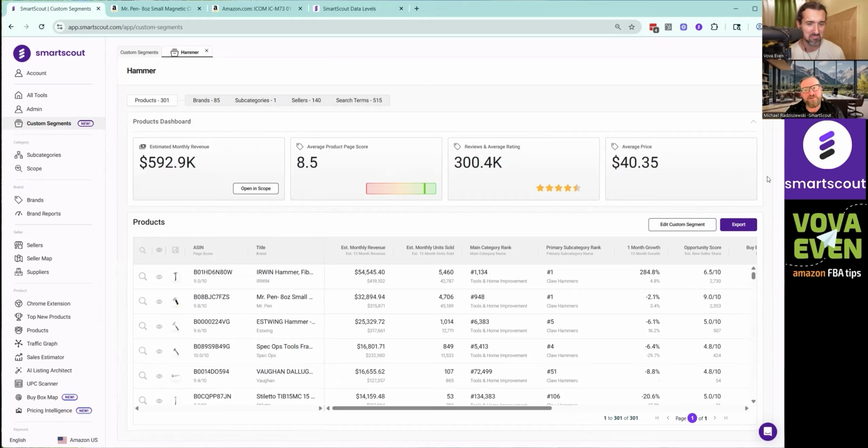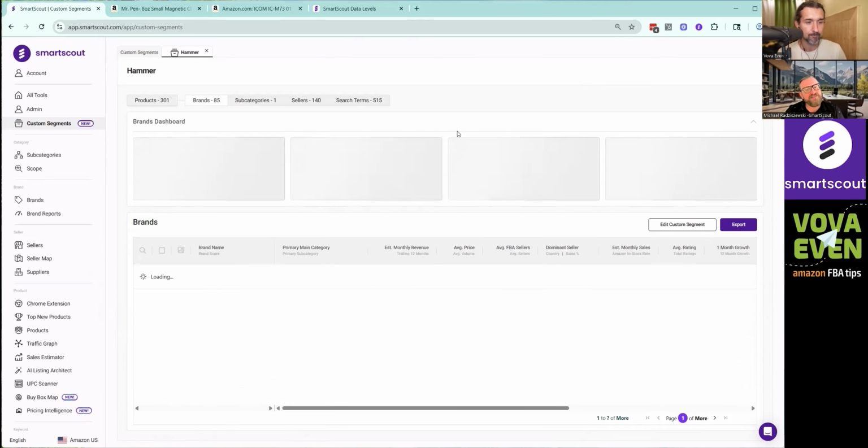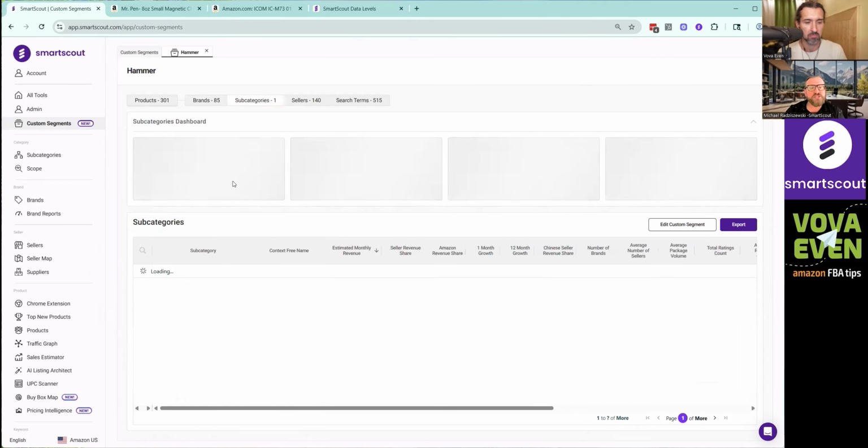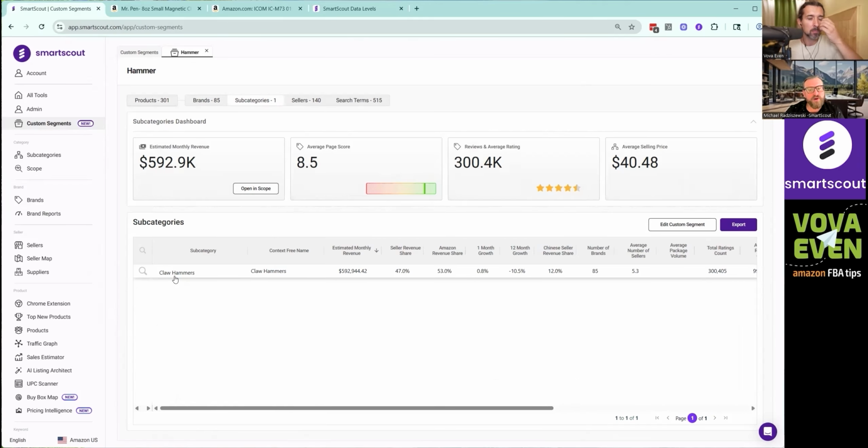So you do get some top level info here, which is pretty cool. Most of the hammers on Amazon are really well optimized, so that's not going to be really a strategic advantage there. There's lots of reviews and ratings. Average price, surprisingly, more expensive than I would have thought. You've got 85 brands, so you can look at that from a brand perspective. So we see eSwing is going to be the best brand here, doing 100K a month with just those products. But again, this is just the one subcategory we're talking about, claw hammers.